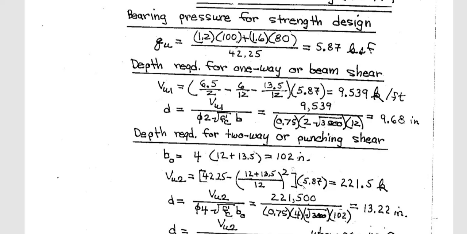Okay, why do we convert into pound? The reason is this equation is in pound and inch units. So everything should be in inch here, and the load will be in pound here. So we are getting 9.68 inch. That means this is the depth we require based on this one-way shear.